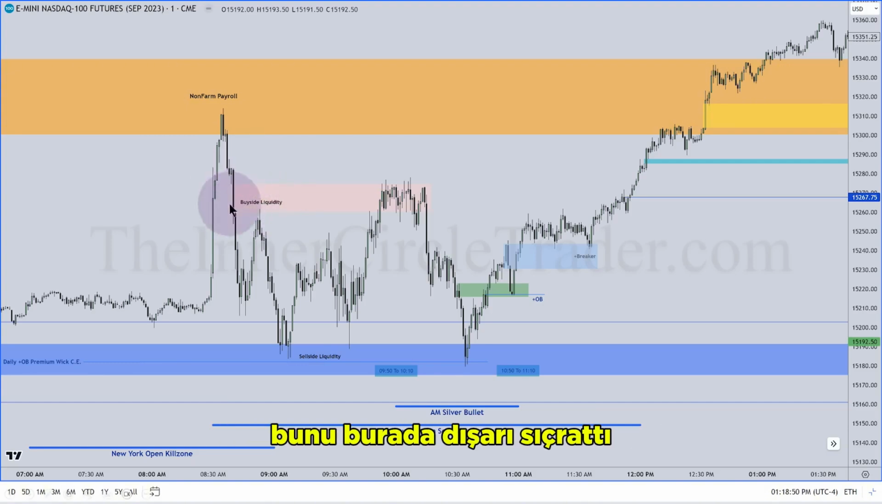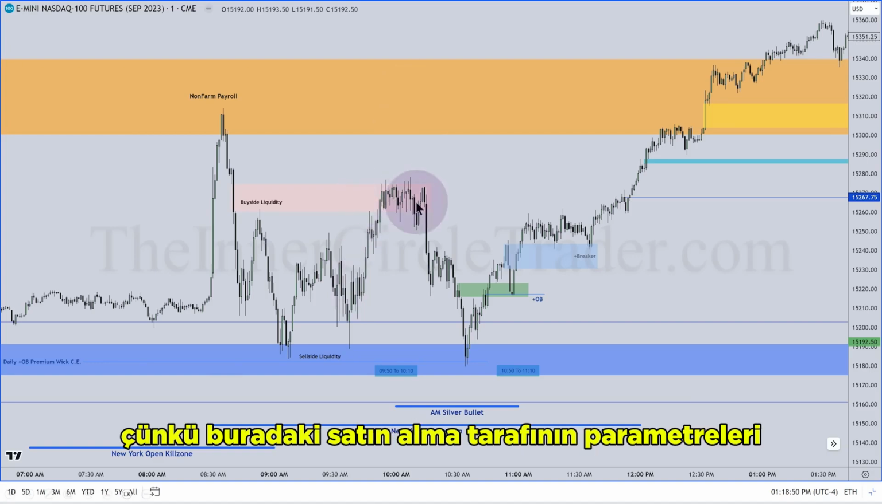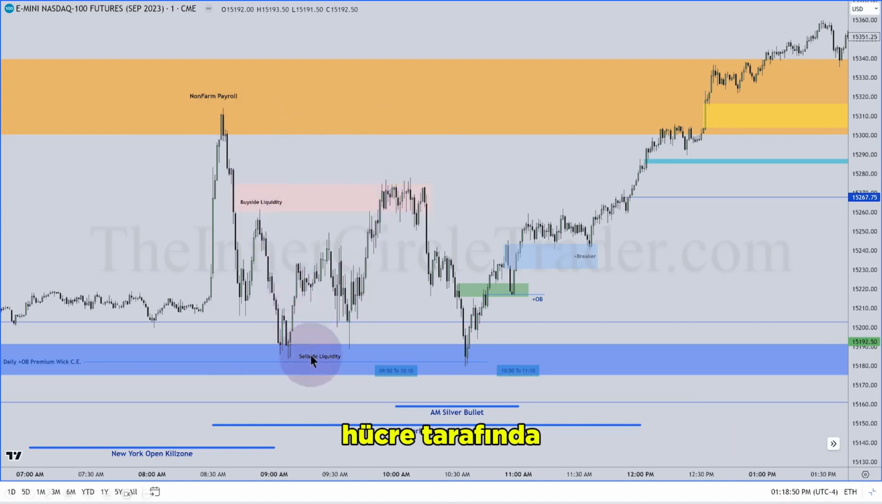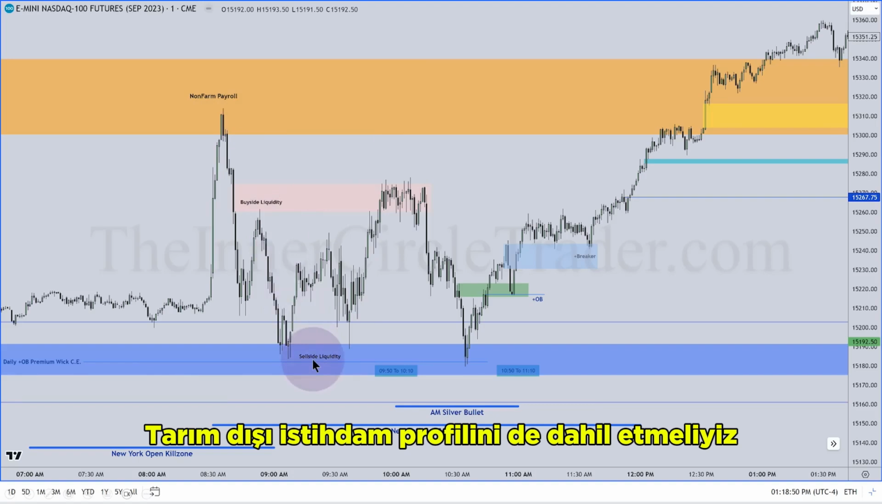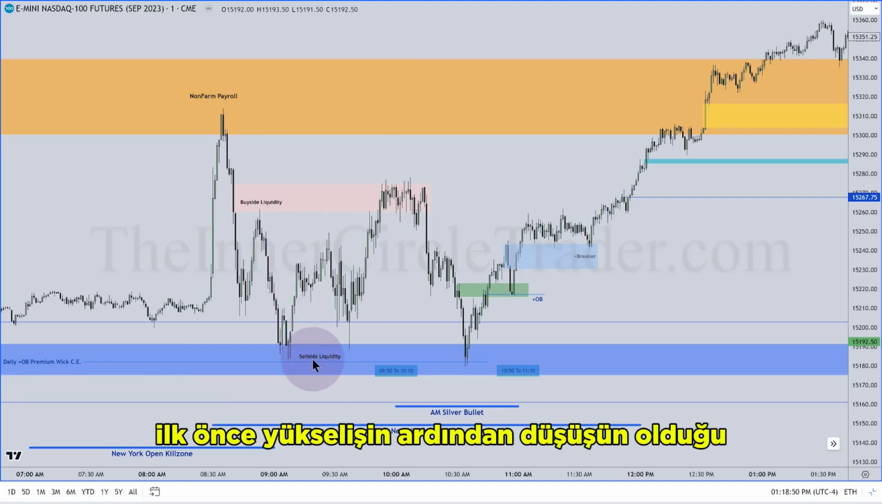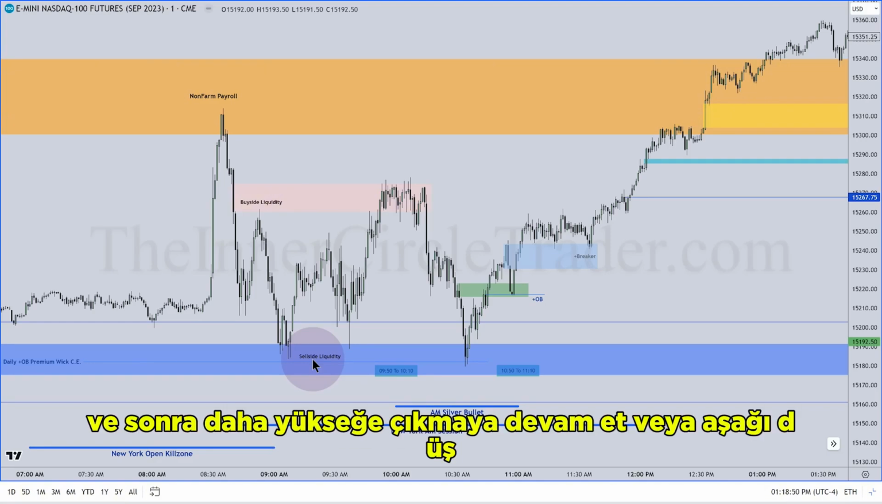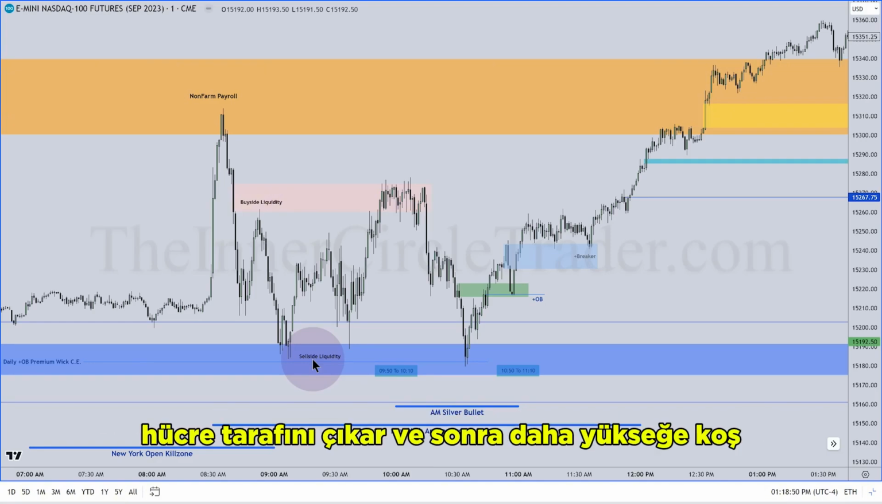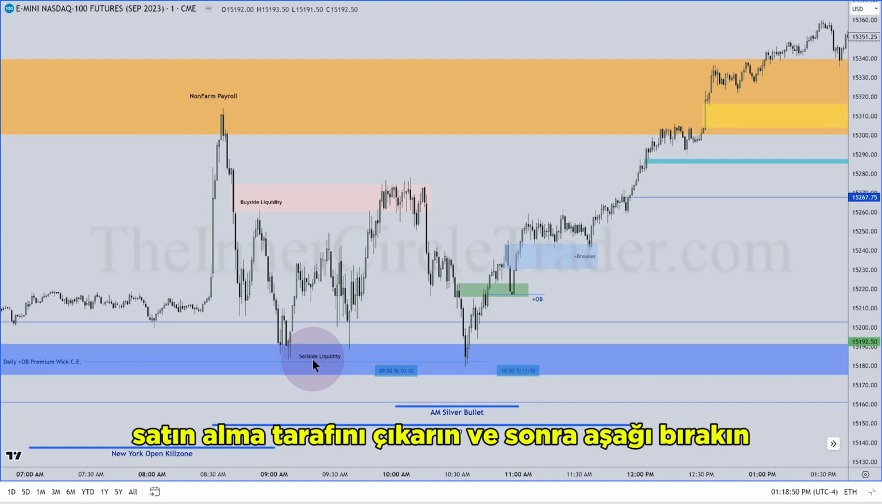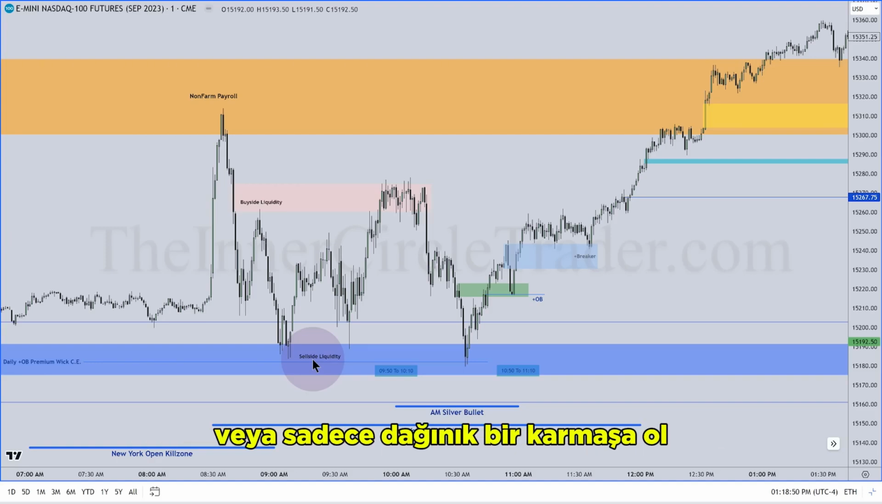It has balanced this out here, and then it starts its run for the opposing side of liquidity. Why is it not going to keep going higher? Why is this not a bull flag? Because of the parameters of the buy side here and the sell side, we have to incorporate the profile of non-farm payroll, which is what? First rally, then go down, take out the stops, and then resume going higher. Or drop down, take out sell side, then run higher, take out the buy side, and then drop down. Or just be a choppy mess that non-farm payroll can many times be.